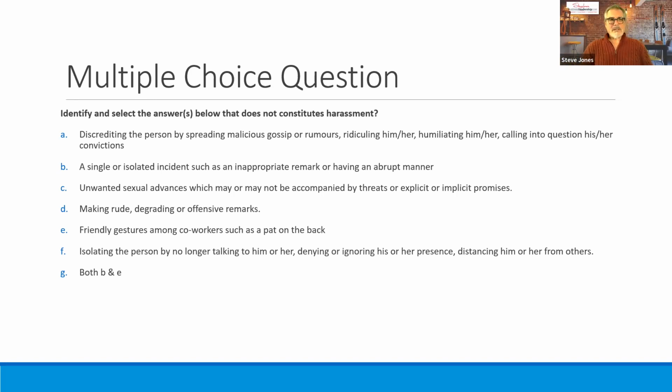Unwanted sexual advances that may or may not be accompanied by threats of explicit or implicit promises. And that would definitely be considered harassment. A person at work asking another person at work to go out on a date would not be considered harassment. It might be considered inappropriate. It might be considered poor judgment. It might be just wrong. But if the person says no, and please don't ask me again, and then you continue to try to ask the person out on a date, that would be considered harassment.